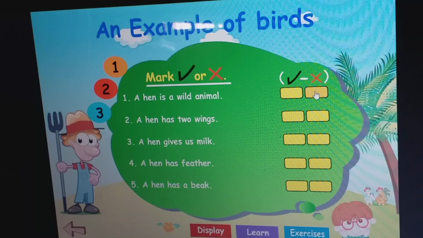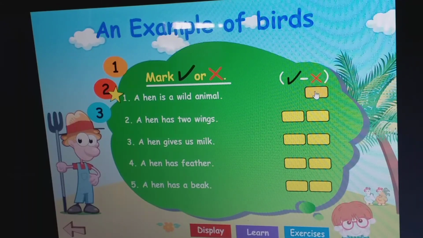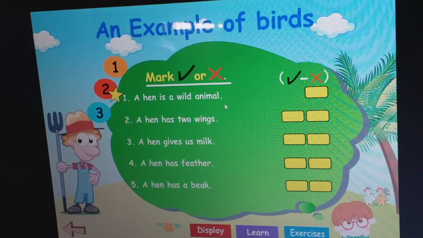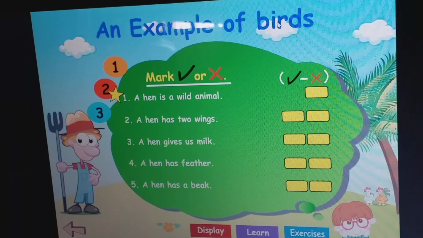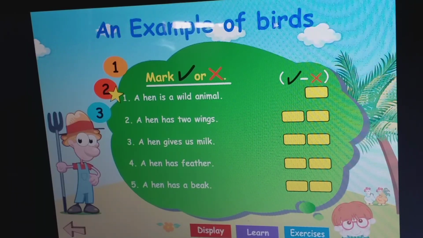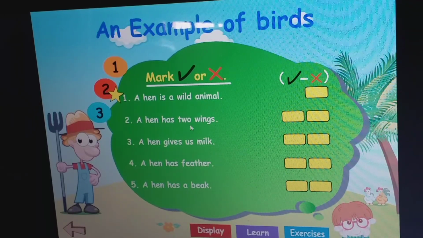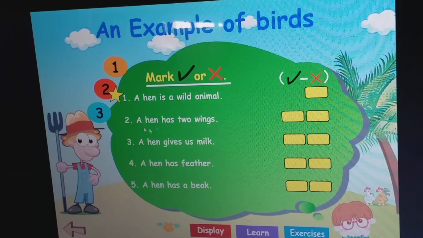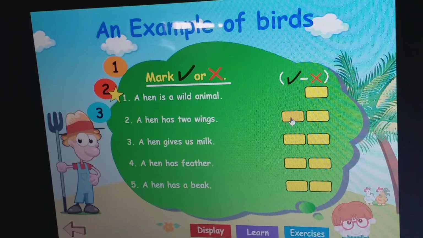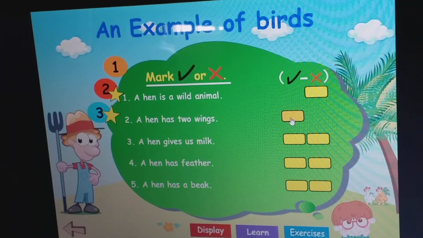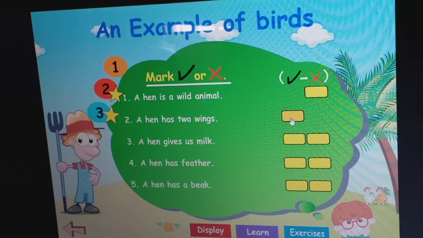The answer is wrong. Why? Because a hen is a bird. Because hens belong to birds. Question number 2. A hen has two wings? True. A hen has two wings because hens, being birds, can fly.